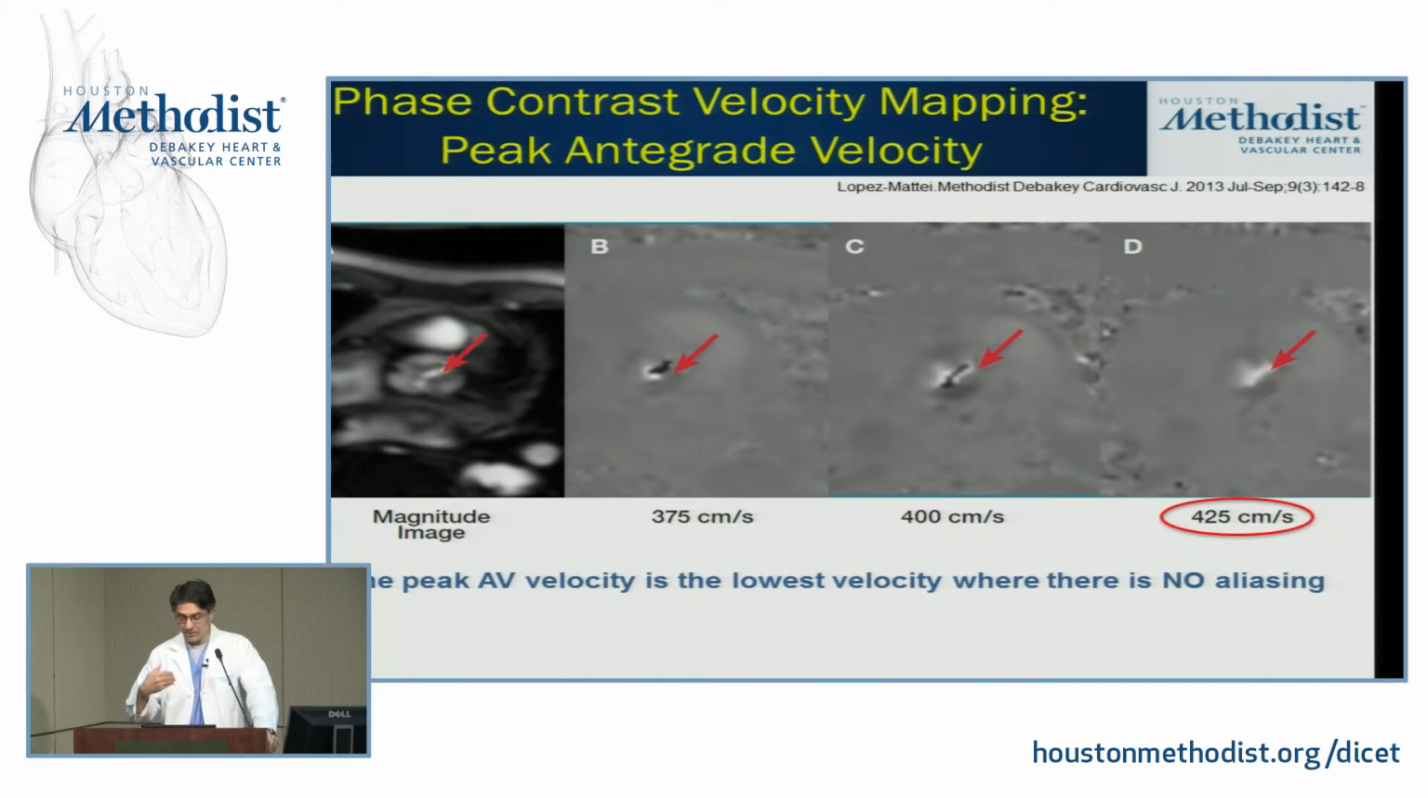Finally, it was set at 425, and I think we'd all agree, now you're seeing this white laminar flow. So here, the peak velocity in this case would be reported as 425, the velocity where there is no aliasing. So in reality, is the velocity 425, or is it between 400 and 425?